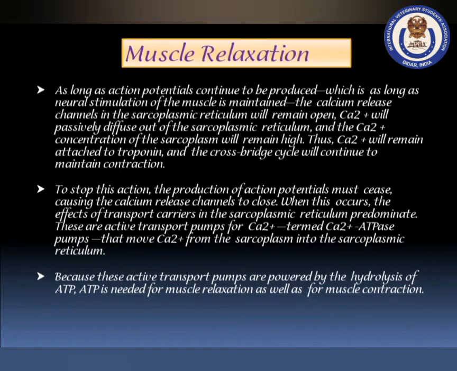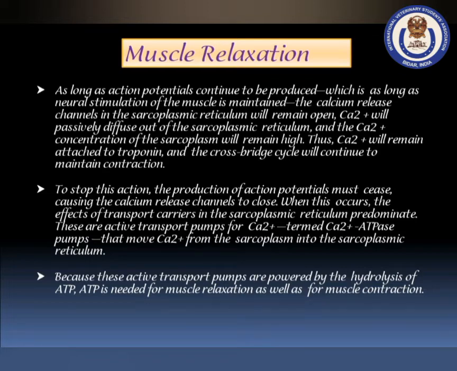Muscle relaxation. As long as action potentials continue to be produced, which is as long as neural stimulation of the muscle is maintained, the calcium release channels in the sarcoplasmic reticulum will remain open. Calcium will passively diffuse out of the sarcoplasmic reticulum and the calcium concentration of the sarcoplasm will remain high. Thus calcium will remain attached to troponin and the cross bridge cycle will continue to maintain contraction.